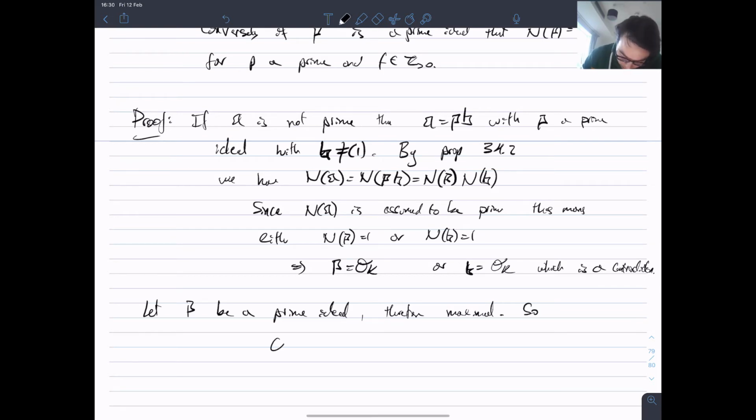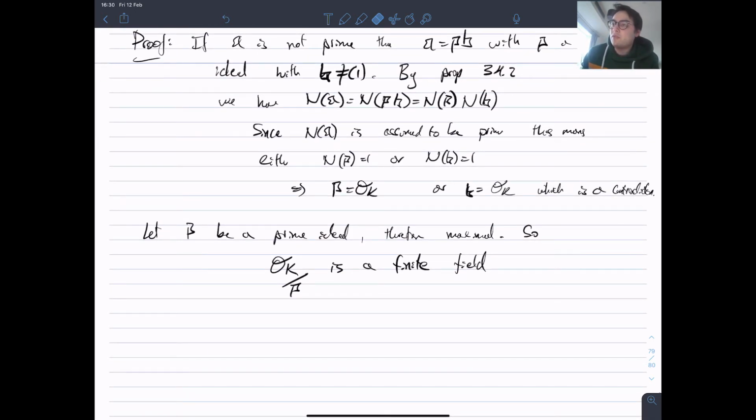So the quotient, O_K mod P, is a field. Technically it's a finite field, because we know that the quotient is always finite. We know that P is a prime ideal and maximal, so this is a finite integral domain, so it's actually a field. This is some finite field.